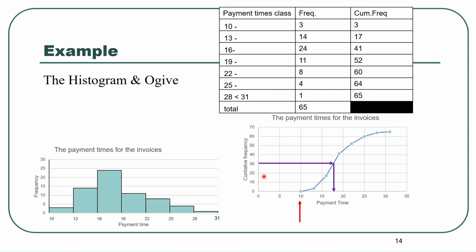So I can read such information from that graph. Like if you were interested to know what is the time that 50 invoices were having a time less than, it's like go from 50 invoices till you hit your curve, go down and read it from here. Okay.